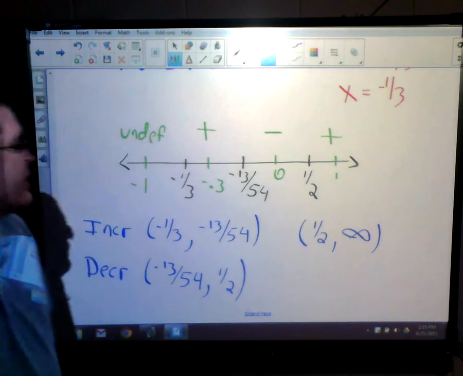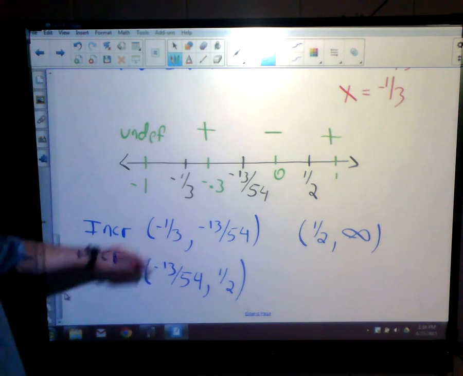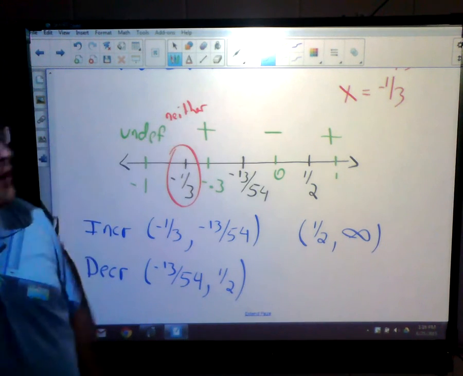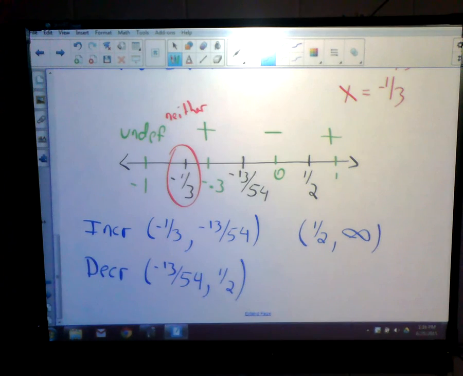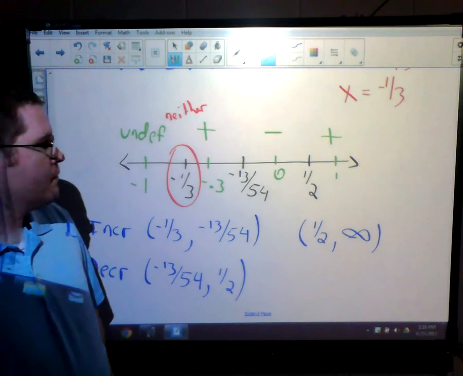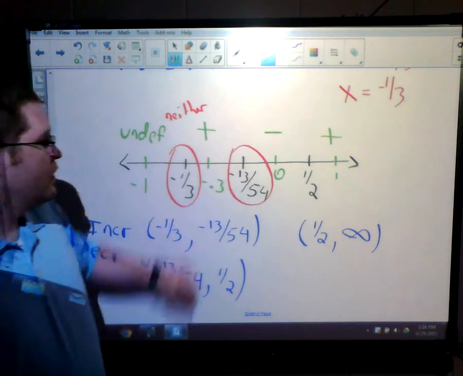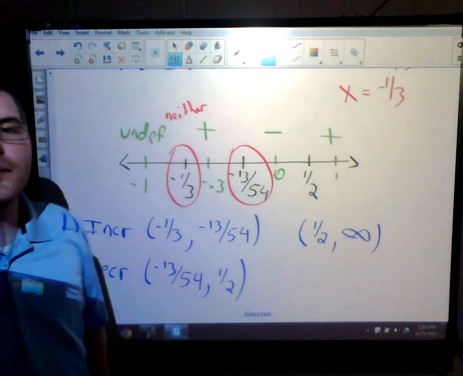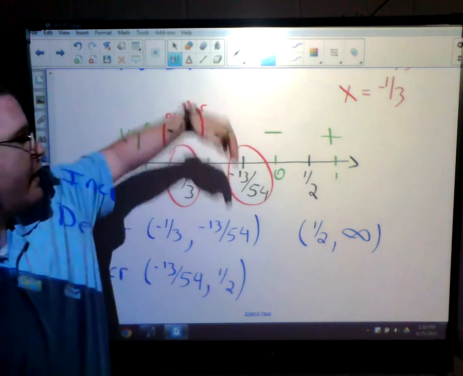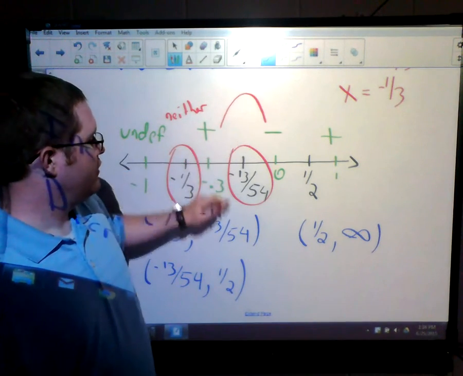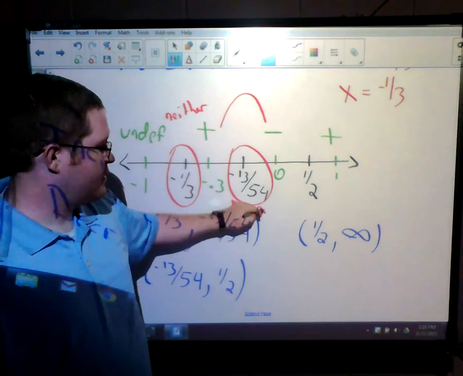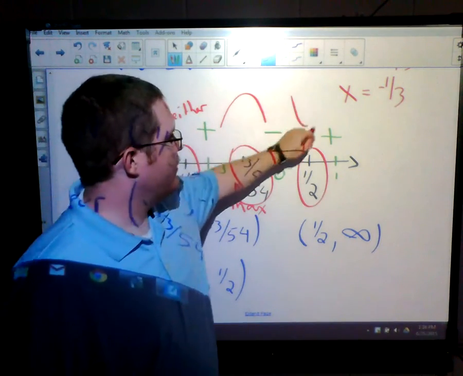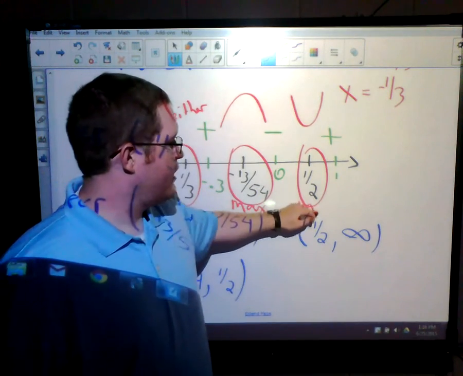So let's figure out now maxes and mins. This point is neither. It's where the graph starts, so I can't really count that. This point, the graph is going up and then down. So what kind of point is that? It goes up and then down. This point is a max. How about this point? The graph is going down and then up. That means that's a min.